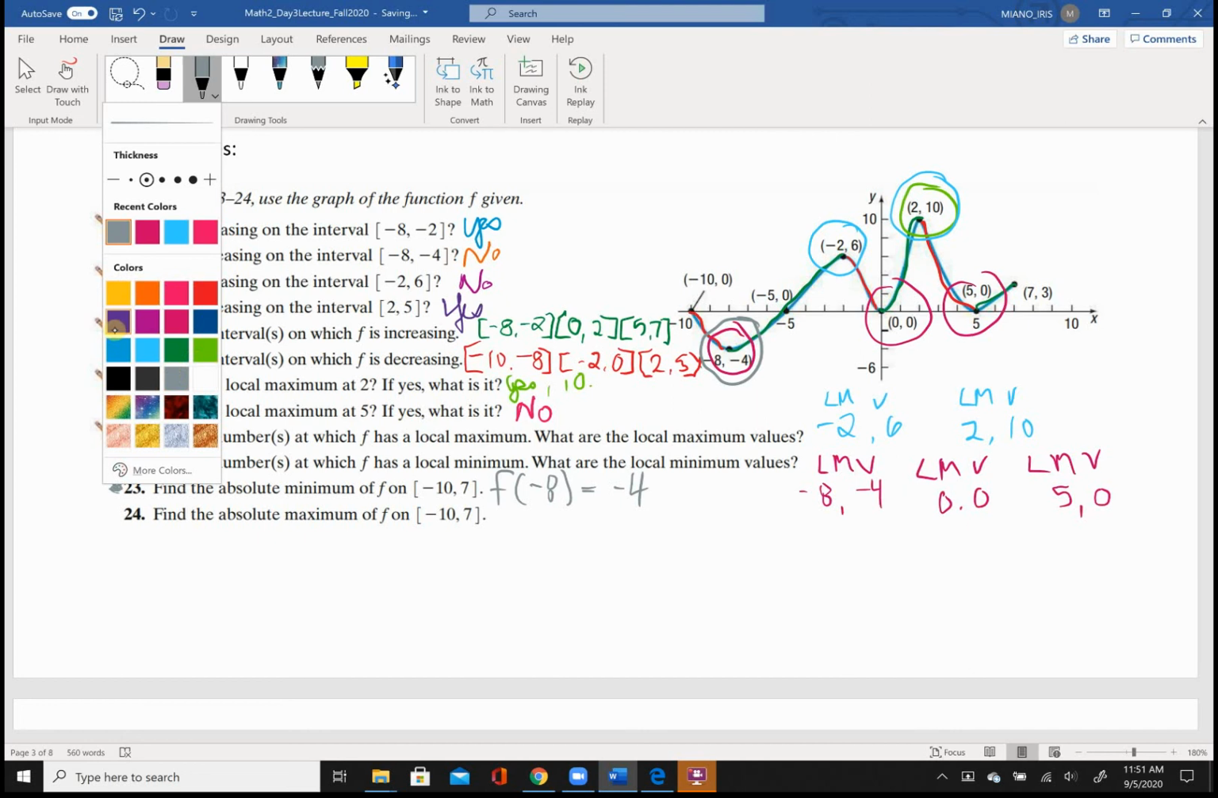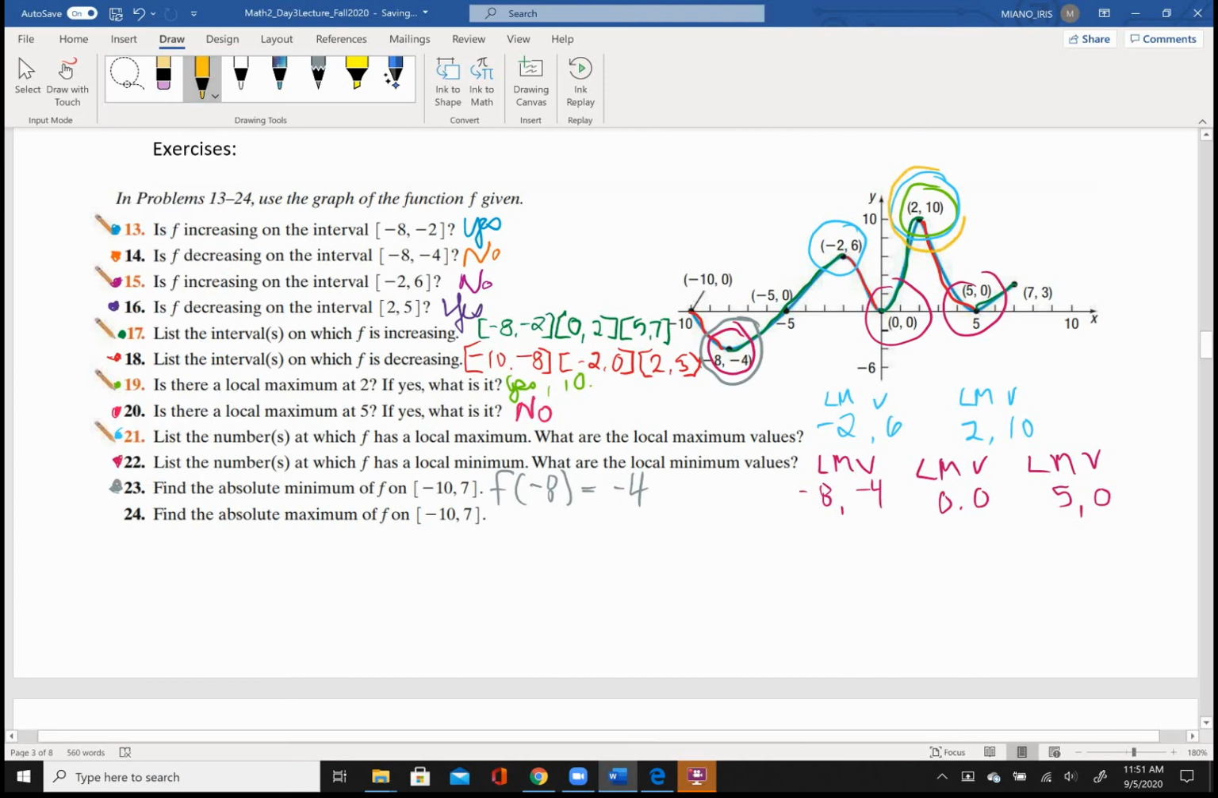Okay, lastly, what's the absolute maximum? Have I done this yellow color yet? I have not. Okay, let's do that one. So that's going to be this tippity top peak. So it's f at 2, and the output value is at 10. Okay, great. So hopefully that's all meshing well in everybody's minds. Let me know if you have any questions about that.